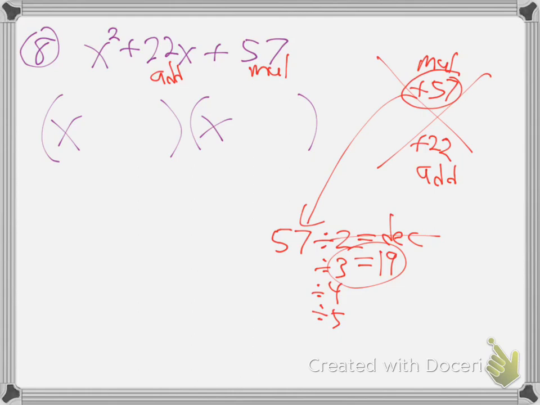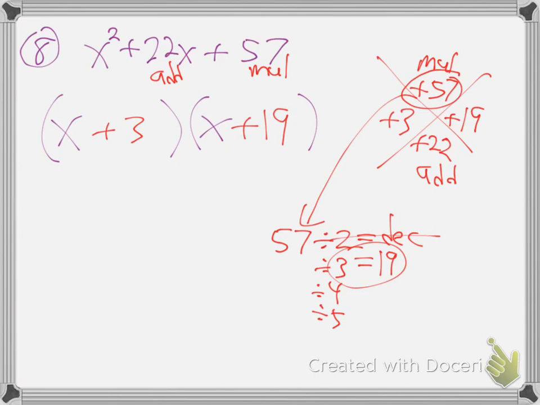Everybody see that? Whenever you get some weird old number like 57, just start dividing. Divide by 2, divide by 3, divide by 4, divide by 5. And anytime you get a pair of numbers, give it a try. So 3 and 19, both positive, they make 22. They multiply to be 57. That's my pair. Oh, I completely forgot. That's right, we're done. That's a good answer.